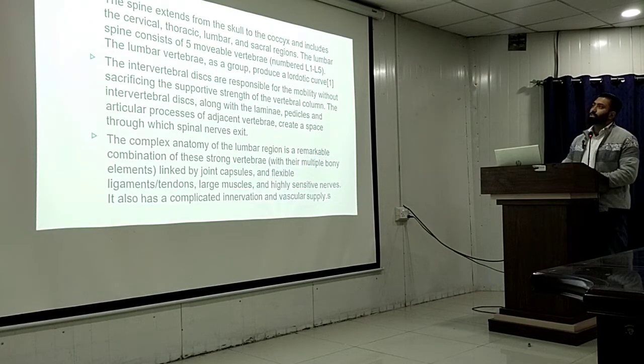The spine extends from the skull to the coccyx and includes the cervical, thoracic, lumbar, and sacral regions. The lumbar spine consists of 5 movable vertebrae, numbered L1 to L5. The lumbar vertebrae as a group produce a lordotic curve. The intervertebral discs are responsible for mobility without sacrificing the supportive strength of the vertebral column.